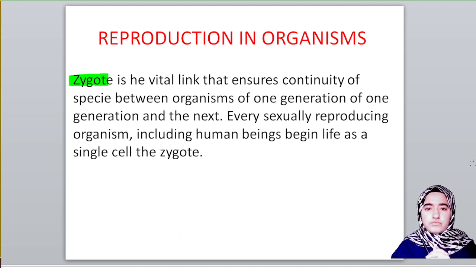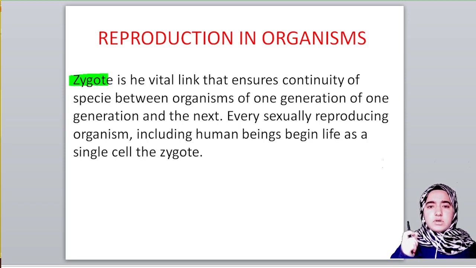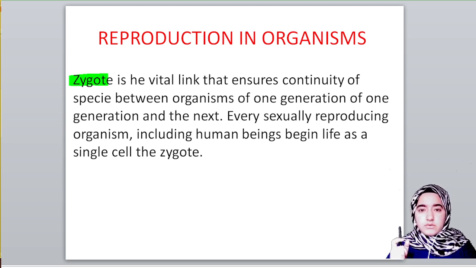Say for example, zygote won't develop, fusion won't occur. Can't we say that after fertilization, after gametogenesis, despite having gone through pre-fertilization events, gametogenesis, gamete transfer, the zygote is still not forming? So generation won't continue, species won't continue. That's why we say that zygote is the vital link which ensures the continuity of species between organisms of one generation and the next.